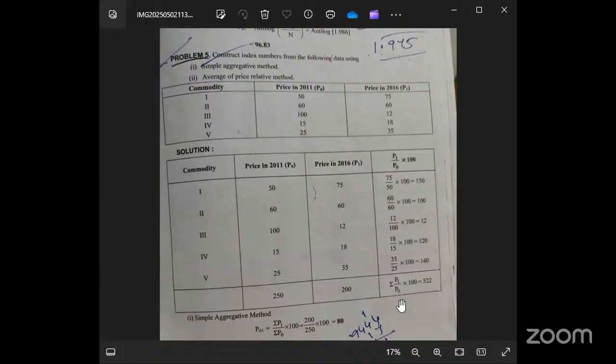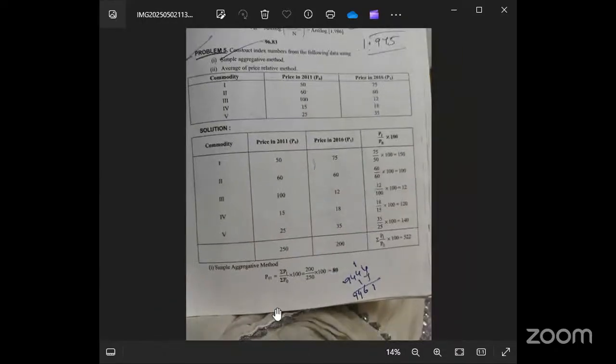So we need to make the total of both the sides, I mean both P0 and P1. Then sigma P1 by P0 into 100. So we got 522. So we need to apply the formula here, that is the simple aggregative method. Sigma P1 by sigma P0 into 100. 200 by 250 into 100. So we are getting 180.